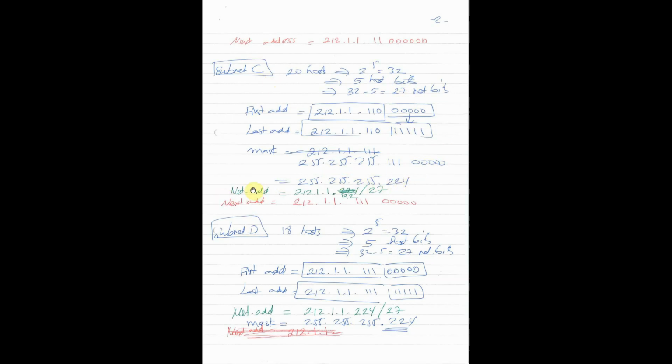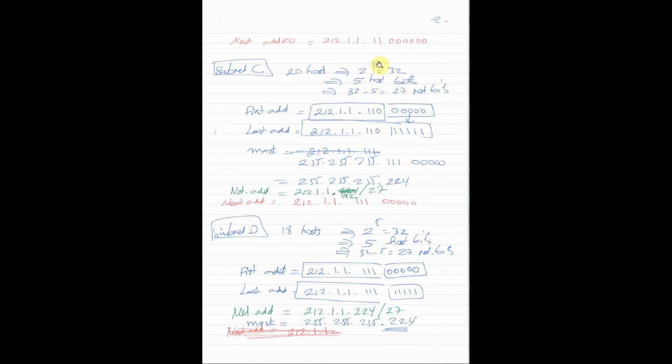What is the network address again for Subnet C? The same as the first address, 212.1.1 dot the decimal equivalent of this number, 11000000, which is 192, by the way. Check it yourself. 11 followed by 6 zeros is equivalent to 192, and then slash the prefix length. For Subnet C, the prefix length is 27 because that's the number of network bits. The fixed bits are 27 because the variable host bits were 5, and this comes from 2 to the power of 5 being equal to 32, which covers the 20.